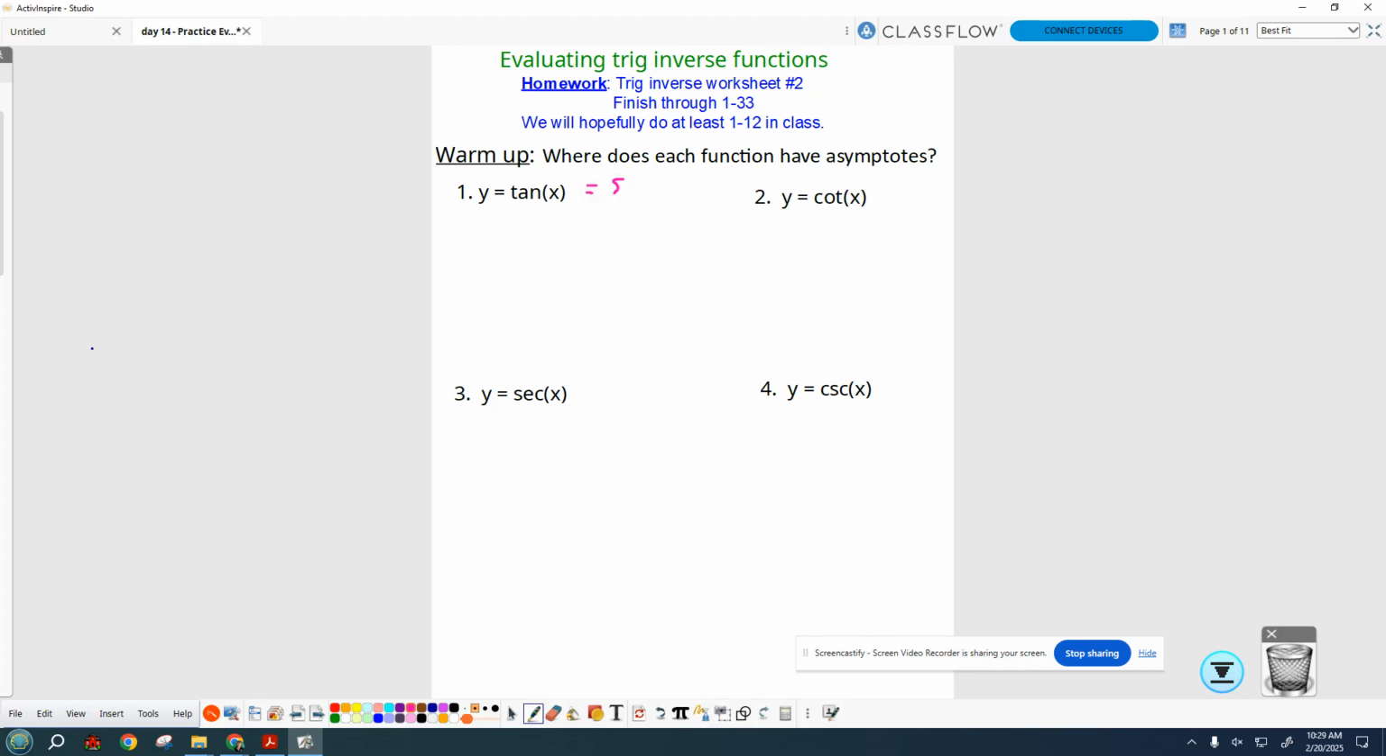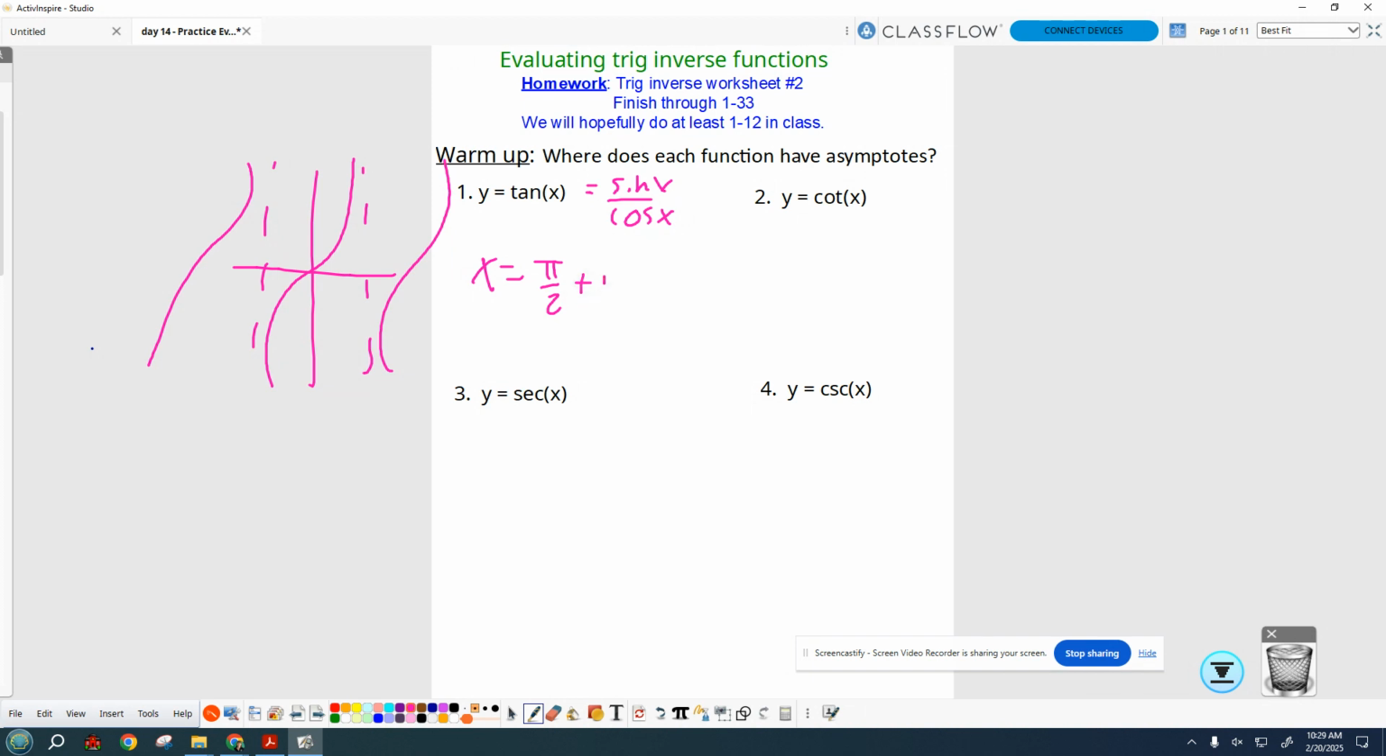Tangent is sine over cosine. Cosine is 0 at the odd halves of pi. So that's where tangent is going to have asymptotes. N can be a positive or a negative whole number. Cotangent is cosine over sine. And everywhere that sine was 0, cotangent's going to have asymptotes.